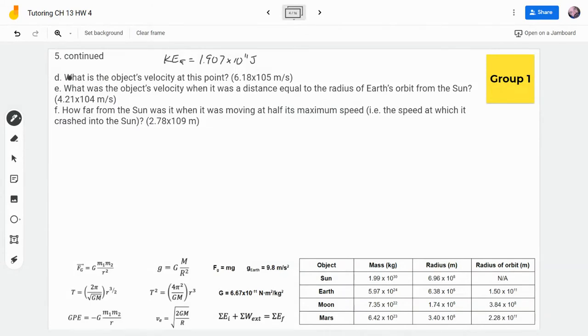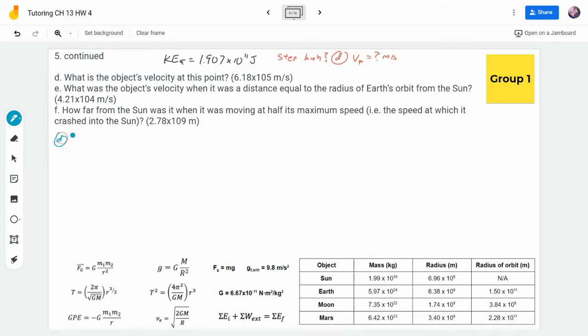All right, so for D, I'll save a little bit of space here. Step 1, part D. What is the object's velocity at this point? Okay, so what we want is V final is equal to question mark meters per second. How can we get that? Well, we've got a formula for KE. Did I give you the formula for KE down here? No, I didn't. But you remember it anyway.